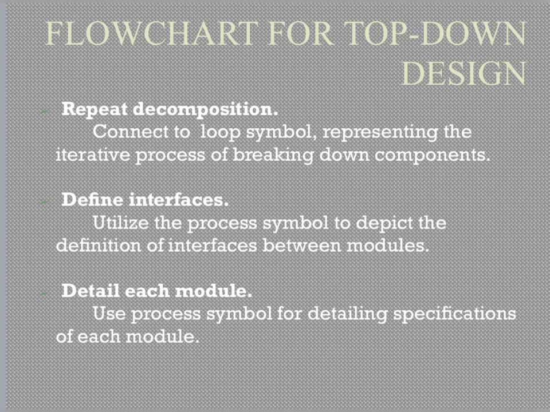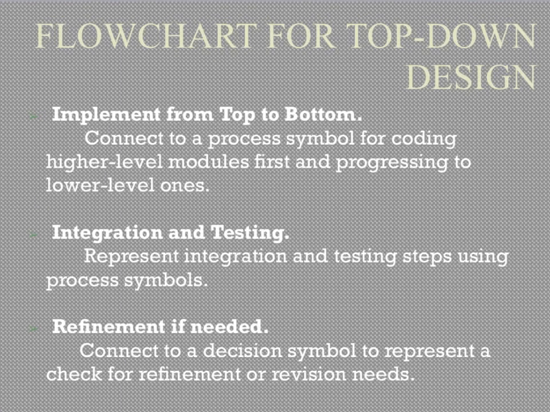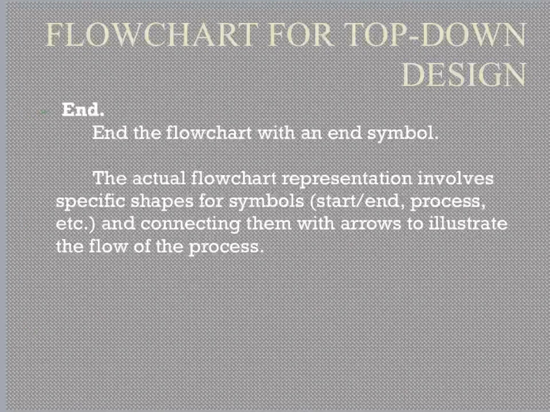Define interfaces. Utilize the process symbol to depict the definition of interfaces between modules. Detail each module. Use a process symbol for detailing specifications of each module. Implement from top to bottom. Connect to a process symbol for coding higher level modules first and progressing to lower level ones. Integration and testing. Represent integration and testing steps using process symbols. Refinement if needed. Connect to a decision symbol to represent a check for refinement or revision needs. End the flowchart with an end symbol. The actual flowchart representation involves specific shapes for symbols, that is, start or end, process, etc., and connecting them with arrows to illustrate the flow of the process.